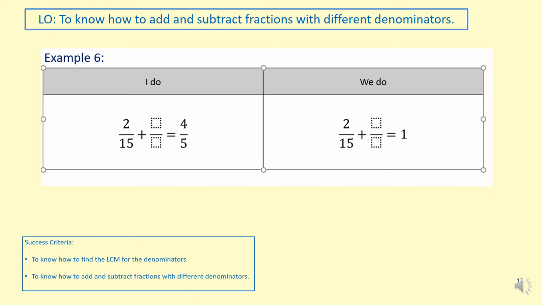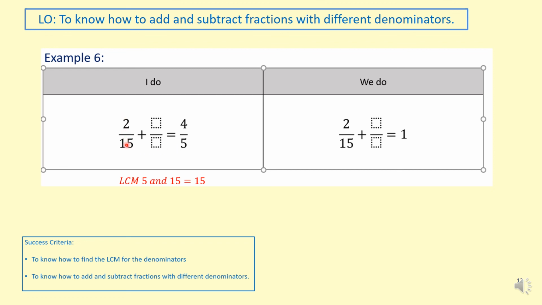Just a couple more examples on what we've just done. Okay, again, I'm looking for that missing fraction, so I need to look at the denominators first. So I need to make the denominators the same. 15 and 5. What is the lowest common multiple between 15 and 5? It is 15.